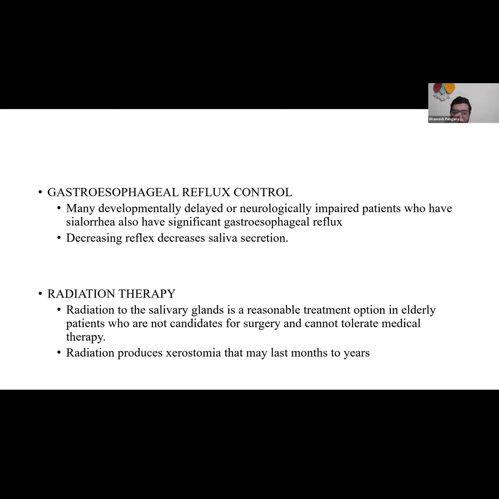Other than that, we have already seen that xerostomia is one of the major side effects of radiation therapy. So when we are dealing with sialorrhea, which is excessive salivation, radiotherapy can be one of the treatment modalities. It is a reasonable modality in patients who are not surgical candidates and who cannot tolerate medical therapy, such as very old patients. As the mainstay of medical treatment is anticholinergics, patients who will not tolerate anticholinergics can be given radiation therapy. Radiation produces xerostomia, which will last for months to years. So in those elderly patients, it will give proper relief from sialorrhea for months to years.